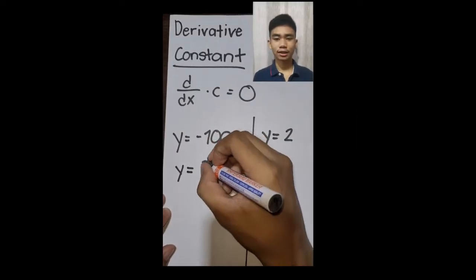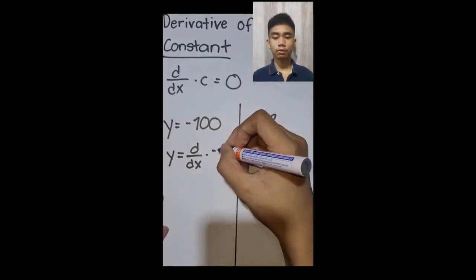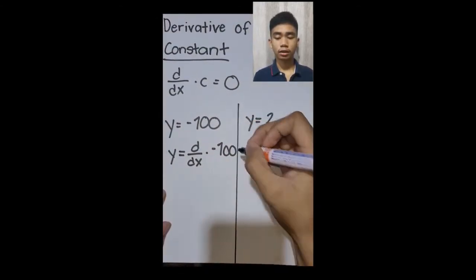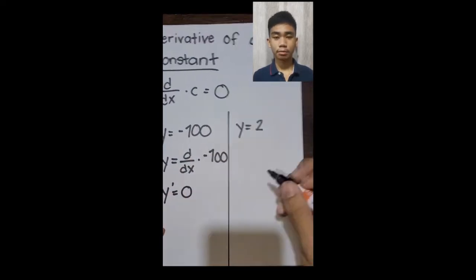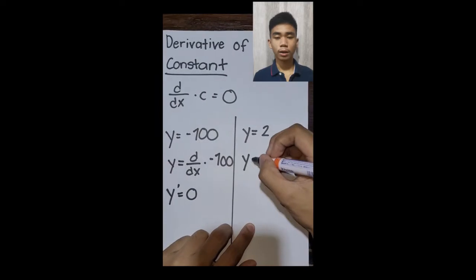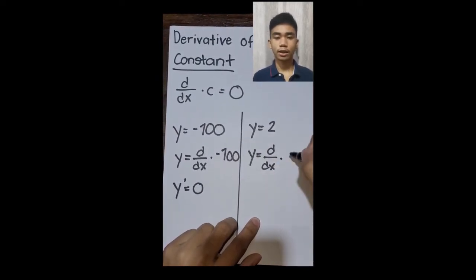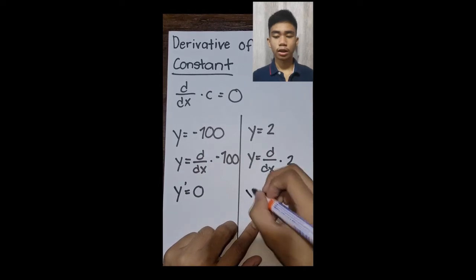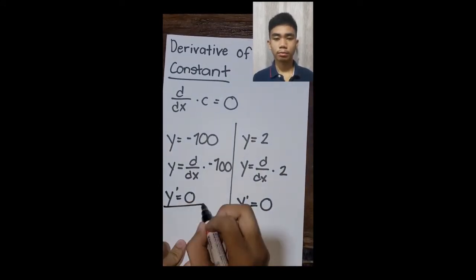Derivative of a constant. In the first example, we have y equals negative 100. Then y equals d over dx times negative 100, and y prime is equal to 0. In the second example, we have y equals 2, and y equals d over dx times 2, and y prime is equal to 0.